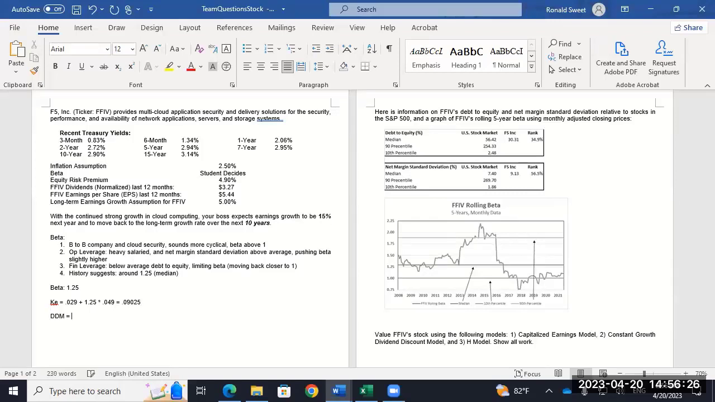So the dividend discount model, you have dividend 0, which is 3.27 times long-term growth, one plus long-term growth, which is 5%, divided by 0.09025 minus 5%. Right, I think most of y'all had something like that. The H model, it's the same thing again.